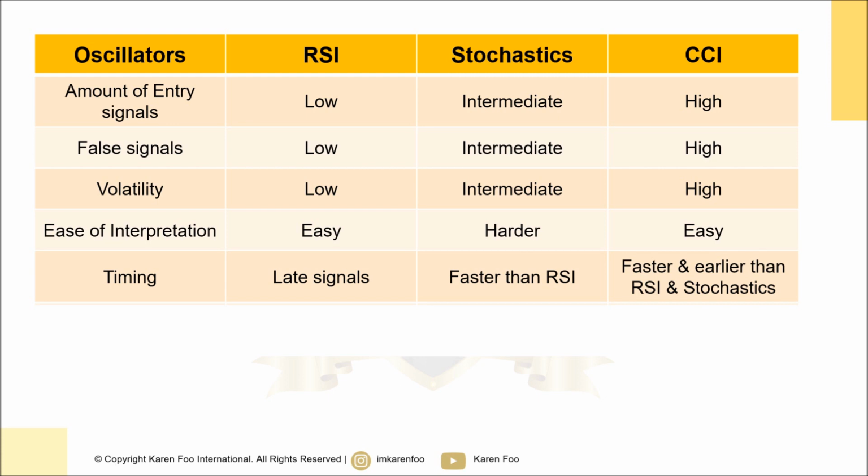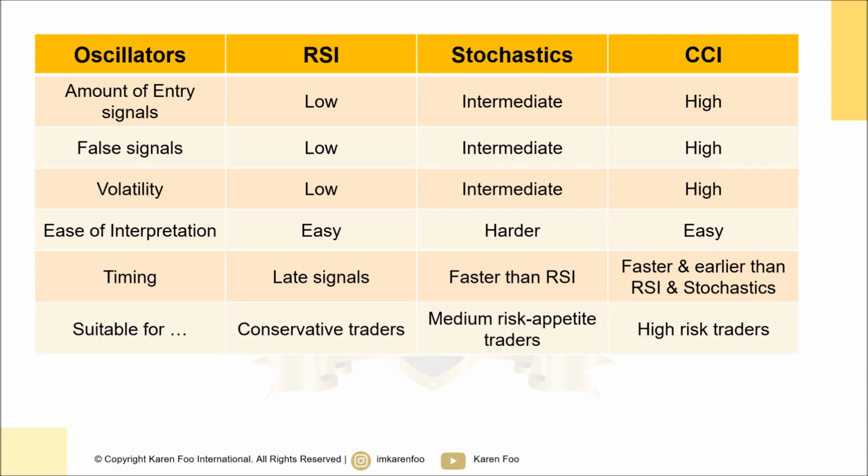Okay. Timing wise, RSI gives you late signals. Stochastics signal is faster than RSI. CCI, normally, not all the time, but normally, is faster and earlier than RSI and stochastics. Sometimes you find that they'll give the signals all at the same time, but I'm just talking in terms of most of the time. So RSI hence is suitable for conservative traders, stochastics is suitable for medium risk appetite traders, and CCI is suitable for high risk traders.